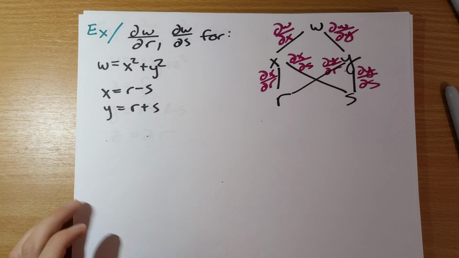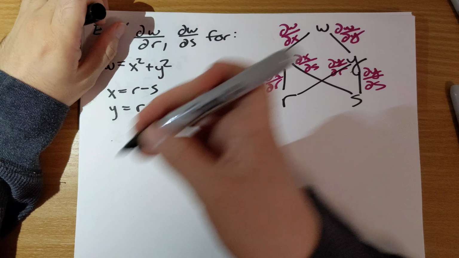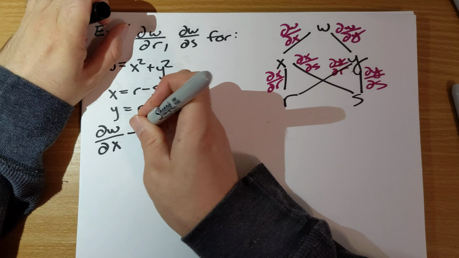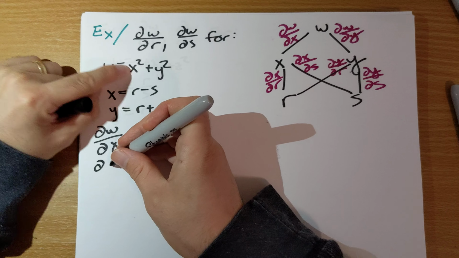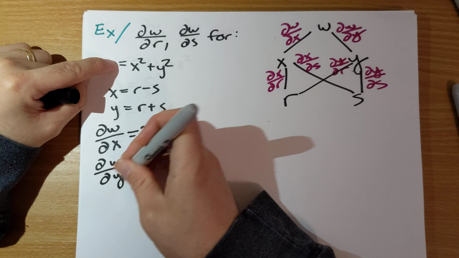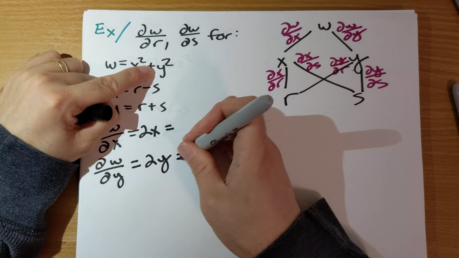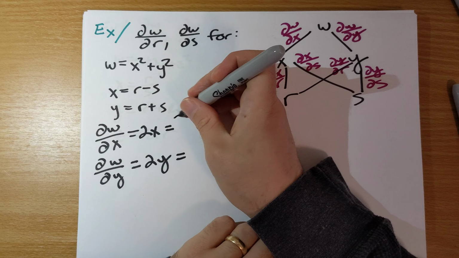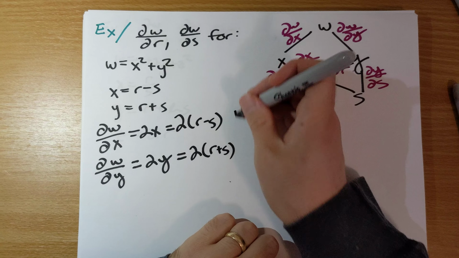Okay, let's list out those partial derivatives really quick here. Partial w, partial x is going to be 2x. Partial w, partial y is going to be 2y. And let's go ahead and already replace x and y in terms of the independent variables r and s. So this is 2 times r minus s. This is 2 times r plus s.